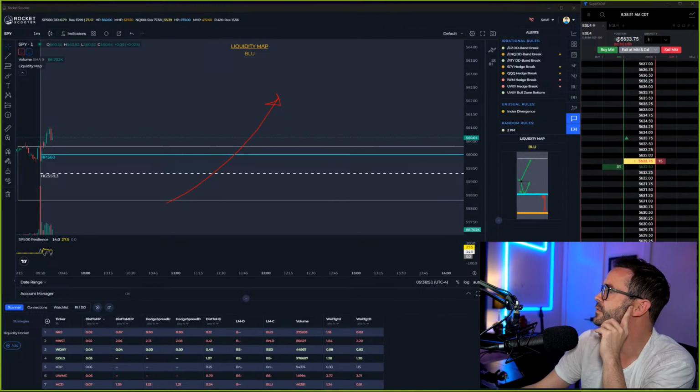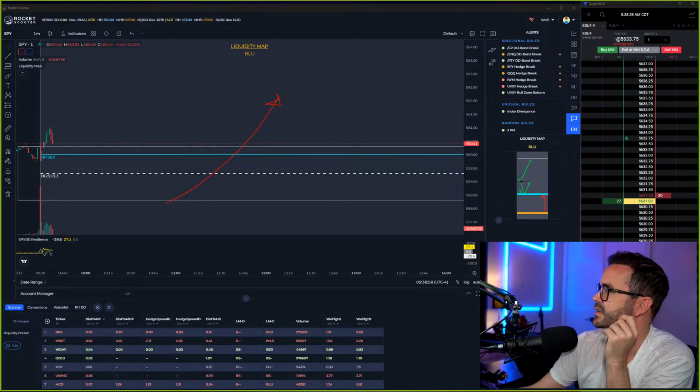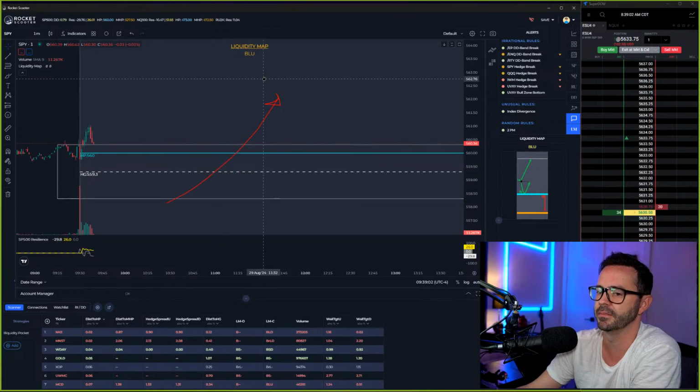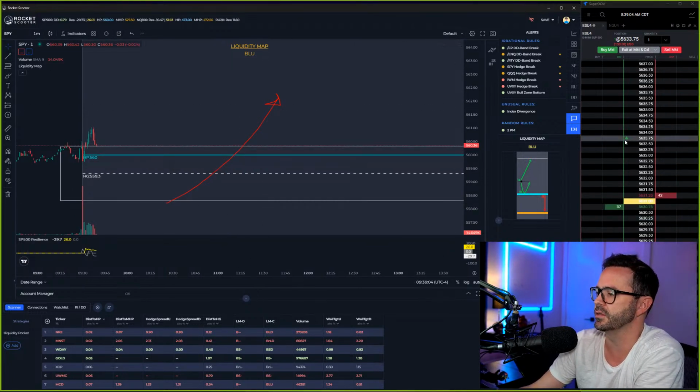Oh, this is what it's doing. I'm playing with my Webull settings here, trying to get these things. Alright. So I just got a 1 contract long, just a tiny little one. If I lose hedge pressure, then I lose it.